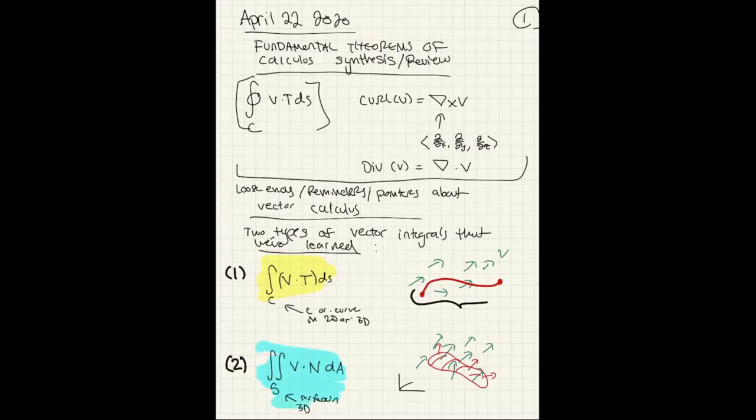So these are really the two kinds of integrals that we know how to do. And I know you might be like, maybe this is boring to you, maybe it's not, I don't know. So this is a work or circulation integral, or sometimes people call it a vector line integral. And down here, this is a flux integral, or sometimes people call it a vector surface integral.